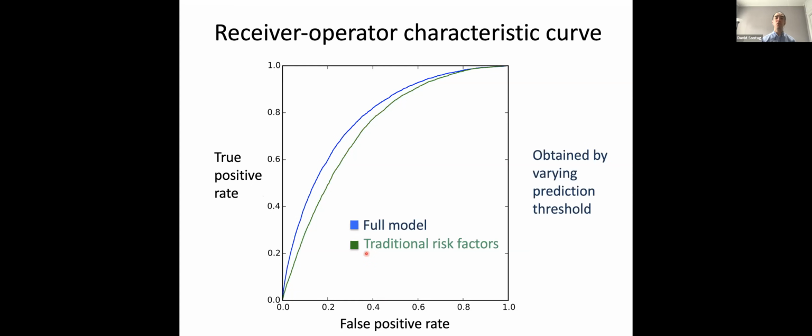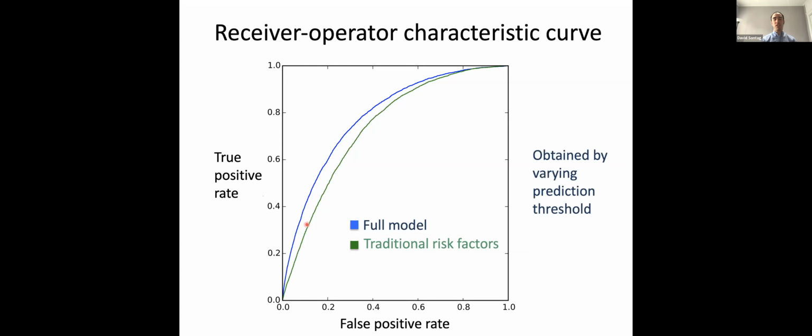Here I'm showing you just two hypothetical models. For example, a model which is trained using just those traditional risk factors that I showed you originally, and then the second model that I proposed, where I said we're just going to include this bag of words feature vector, which I'll call the full model. So the ROC curve will plot for every possible choice of threshold.